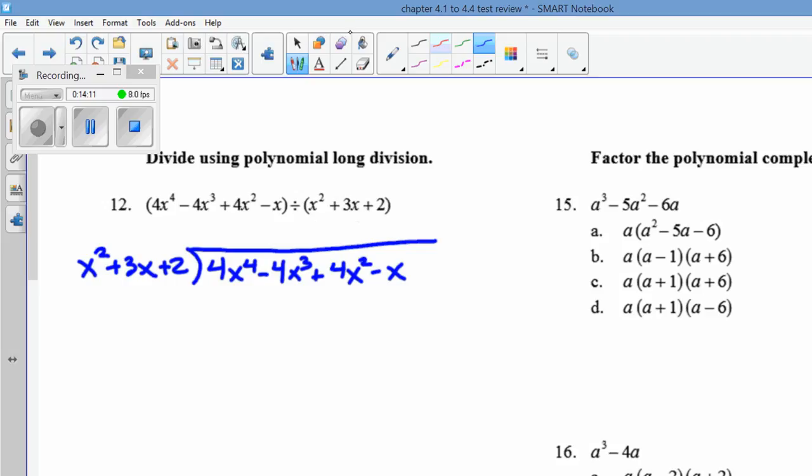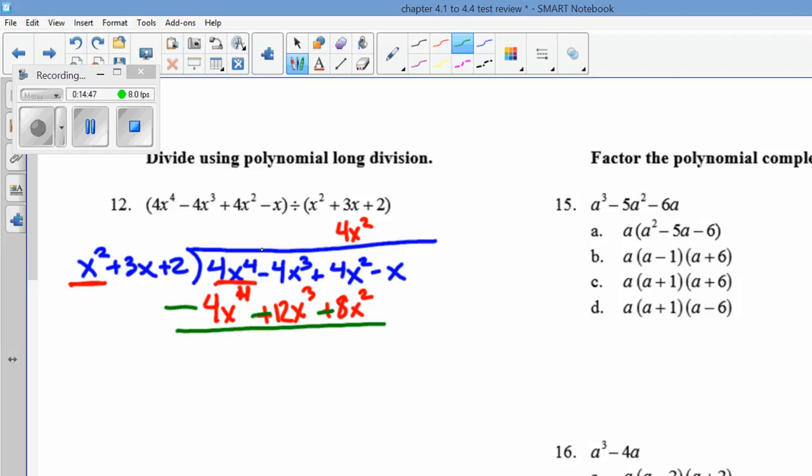Alright, so what we want to do is look at this number right here and multiply it with a number that makes this number. So that would be a 4x squared. So 4x squared multiplied with x squared makes x to the 4th. 4x squared with 3x makes 12x cubed, so plus 12x cubed. 4x squared with 2 makes 8x squared, so plus 8x squared. Now I taught you when you draw your line, you change all your signs. So now we can bring that down.